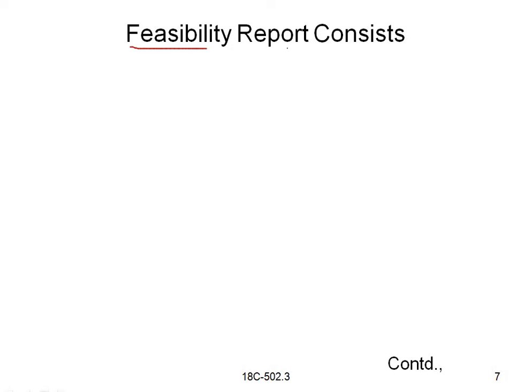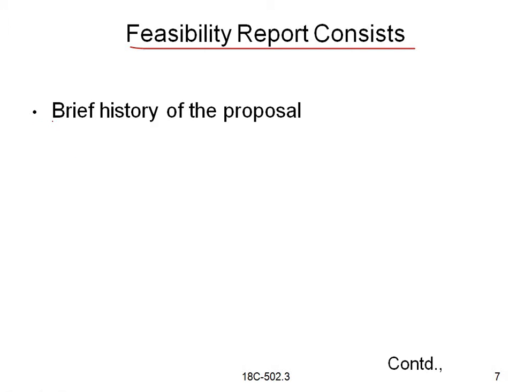So what are the things that will be there in the feasibility report? Let us see one by one. First one is the brief history of the proposal. Brief history of the proposal means what the project is, what the use of the project is, and whether this project is useful for the people or the public. That we have to explain very clearly in the history regarding the proposal of the project.